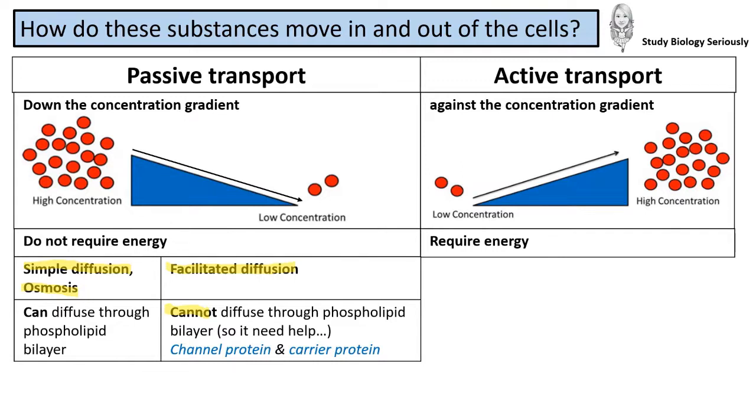And the simple diffusion and osmosis is for the substances which can diffuse in and out of the cell just through the phospholipid bilayer. Then, what's the differences between simple diffusion and osmosis? Simple diffusion is the movement of molecules or ions from high concentration to an area of low concentration. This may occur with or without the presence of plasma membrane.